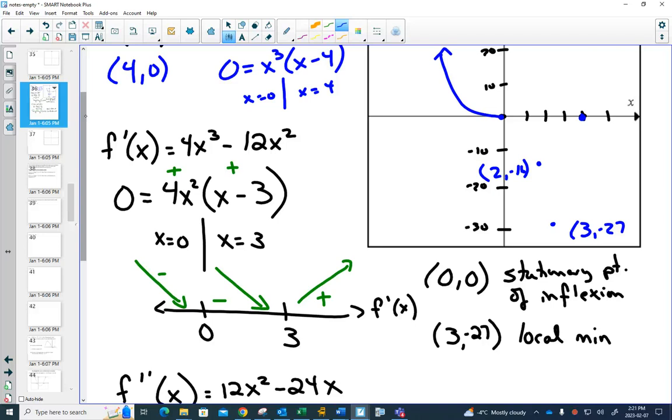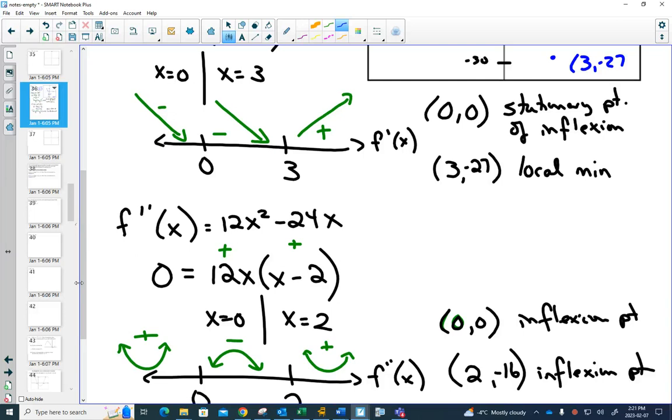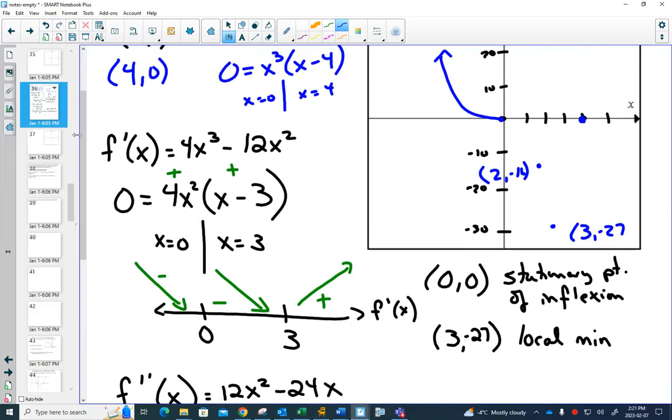Okay? From 0 to 2, it needs to be concave down. So if I was showing that, I could do like that. And from 2 on, it's concave up with 3, negative 27 at a minimum. And we have a very accurate graph.